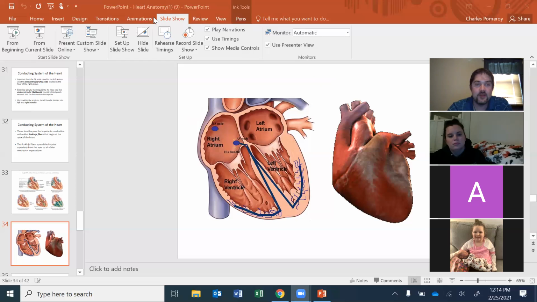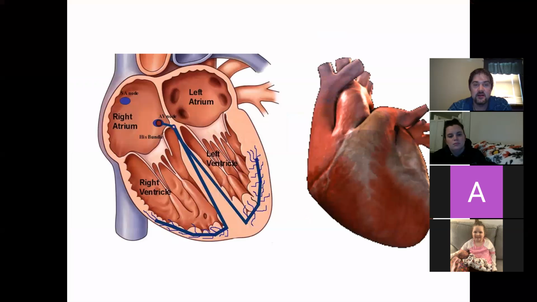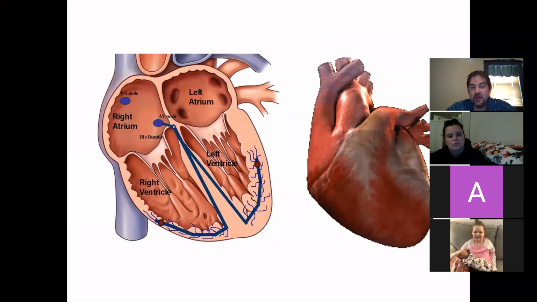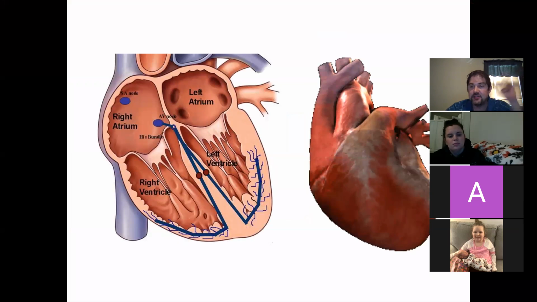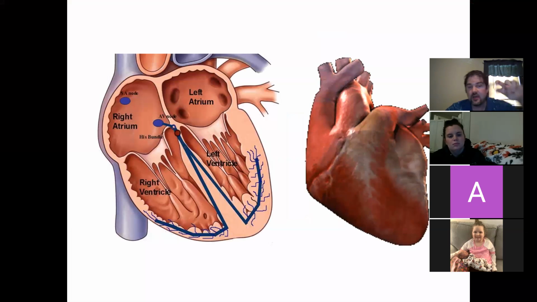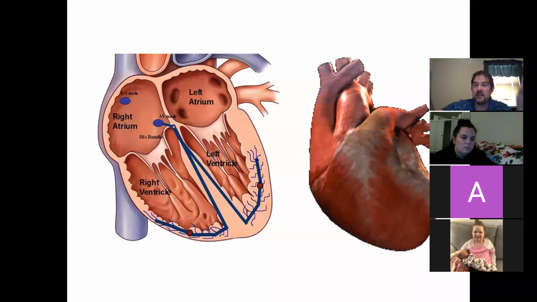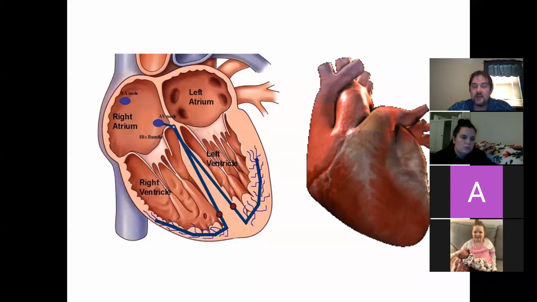So if I bring in the slideshow right here, you can see it goes from the SA node to the AV node, and if you notice, there's a slight delay at the AV node. That allows the atria to contract first. Then it goes down the middle, the interventricular bundle right there, and then it hits the apex, and then it spreads out. Now, this picture here shows you a couple structures.